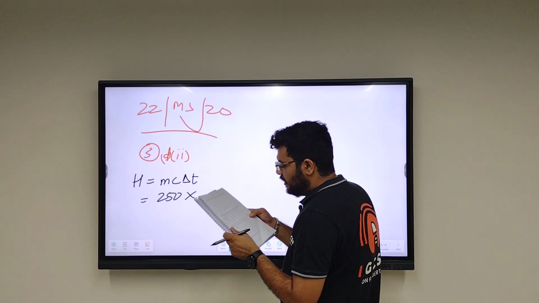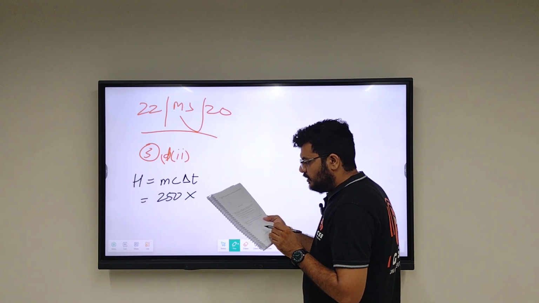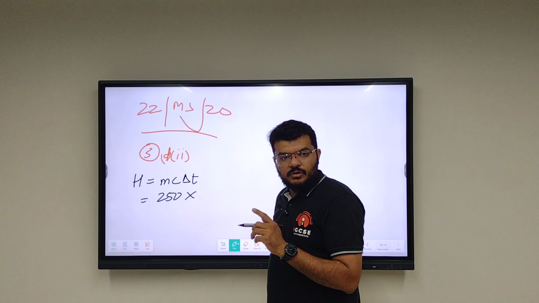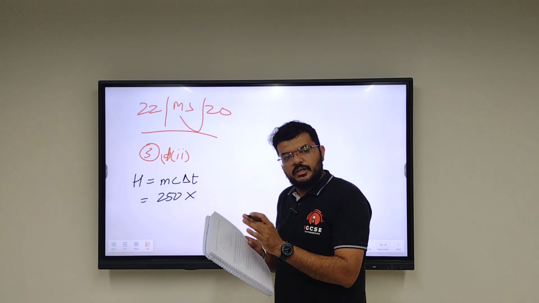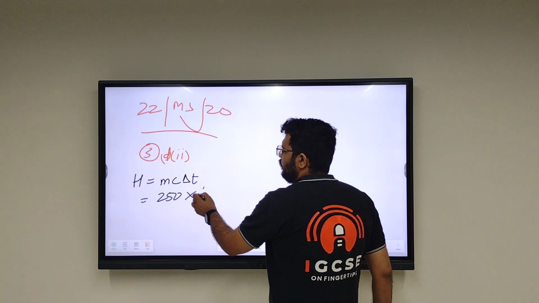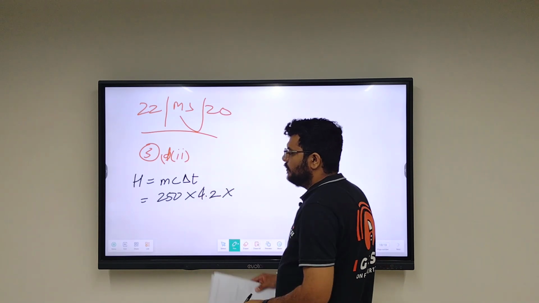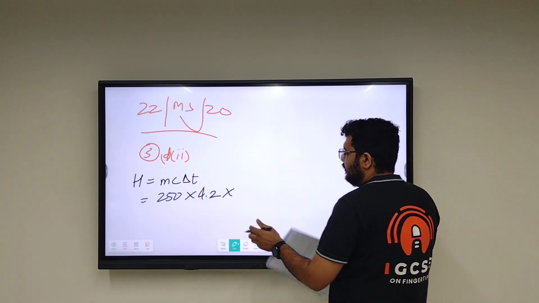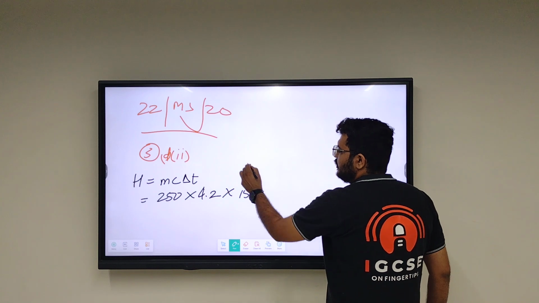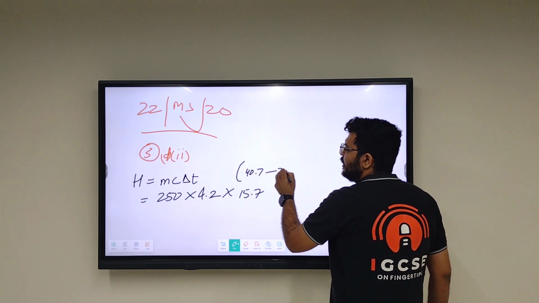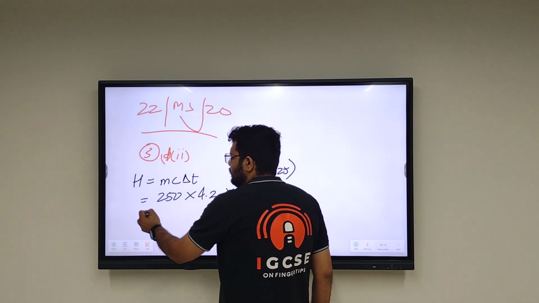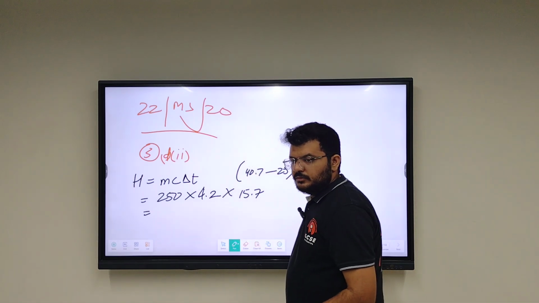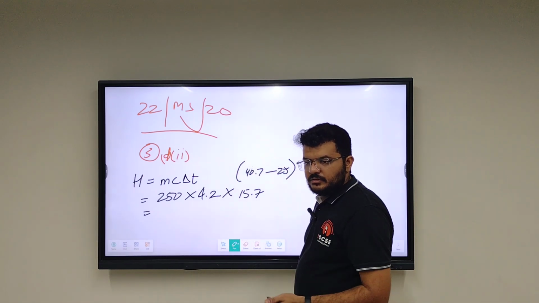What is the specific heat capacity of water? 4.2. That is not given here. It is generally given in the data booklet. Now that you don't have the data booklet, it will be given here. So 4.2 multiplied by 15.7. Delta T is 15.7, which is nothing but 40.7 minus 25. What will your answer be? Divide by 1000.